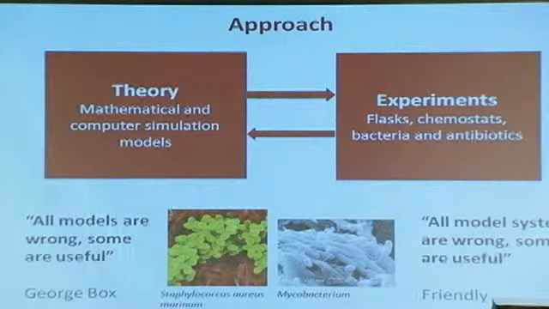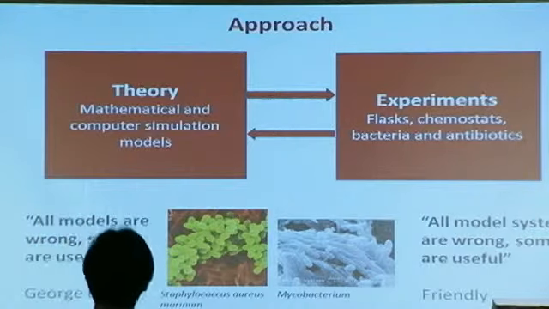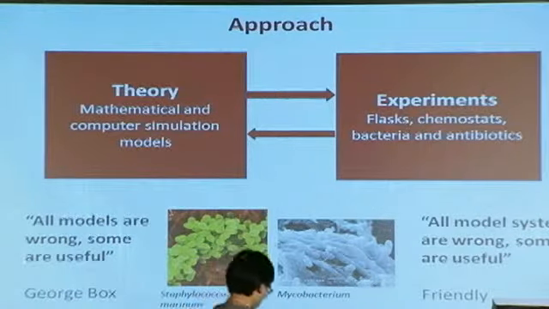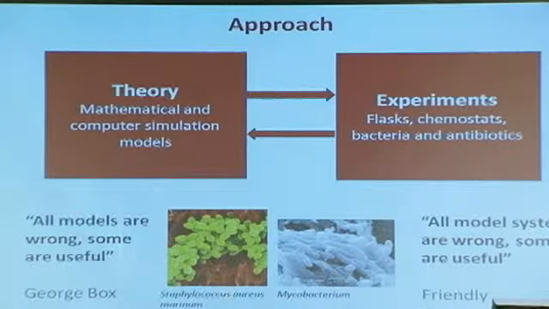And so over the years, we've been doing both mathematical and computer simulation modeling and experiments with flasks and chemostats and bacteria and antibiotics. We really believe George Box is right, that all models are wrong and some are useful. On our website, we have a statement that doing population biology without mathematical or computer simulations is like playing tennis without a net or boundary lines. And so we really feel the models are important. And we also feel model systems are important, but they too are wrong, but some are useful.